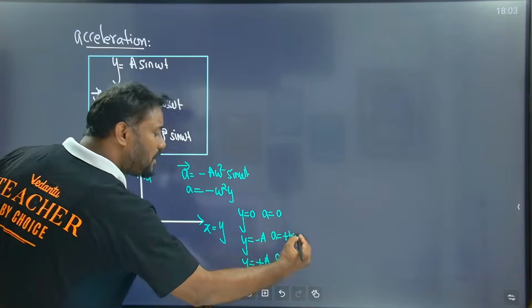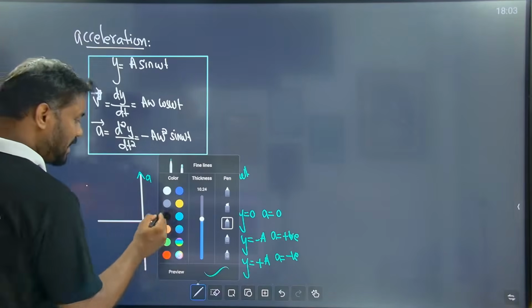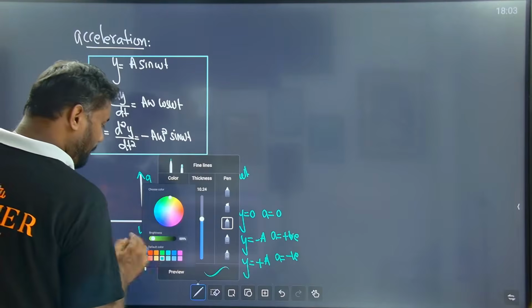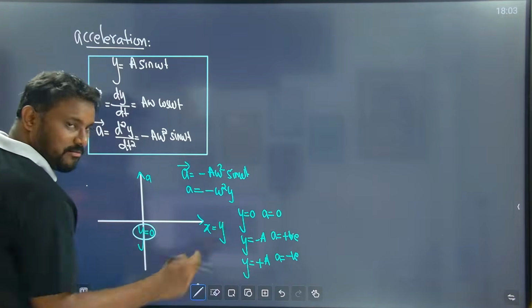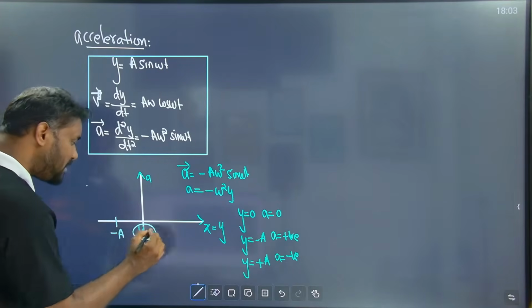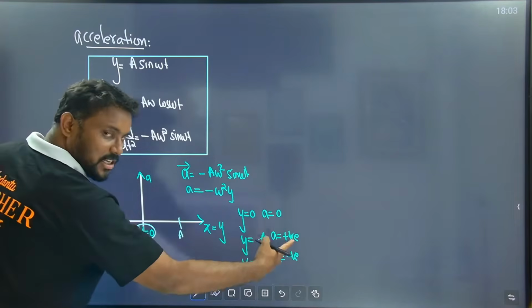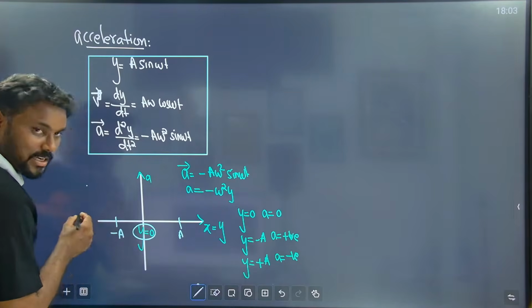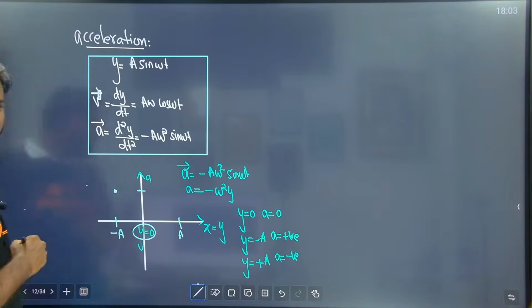So this must be clear. Negative and positive. Clear? So if we start the relation, see how it looks. At y is equal to 0, what will it be? A is equal to 0. At y is equal to minus a, this is minus a, this is plus a. If y is equal to minus a, this will be plus. So this becomes a positive value. Right? This is a point.